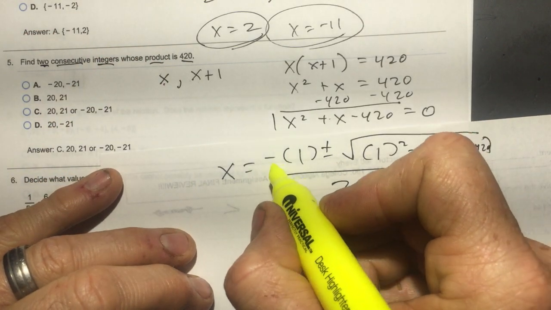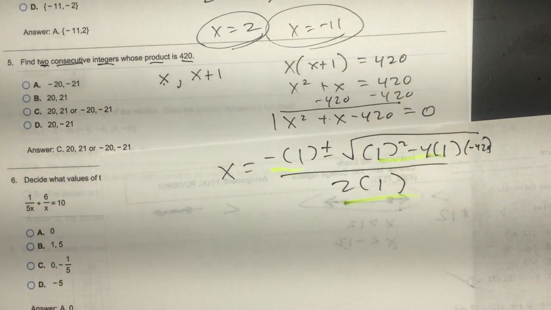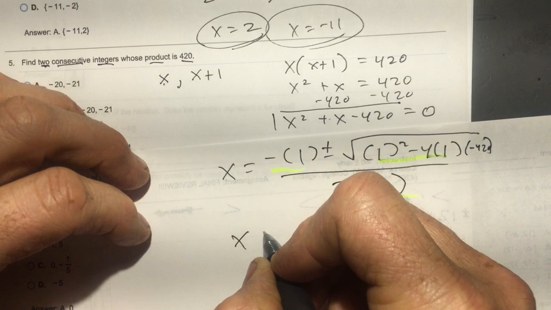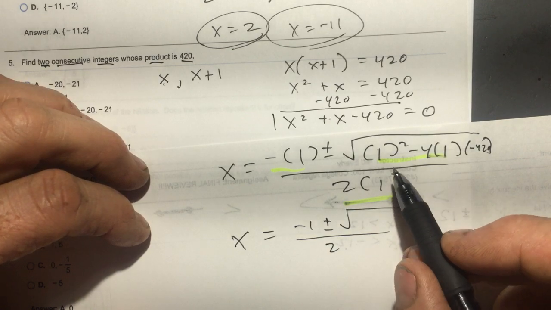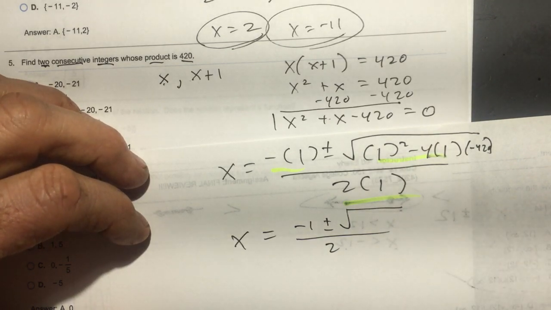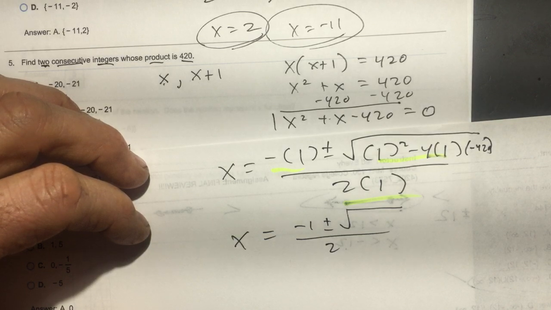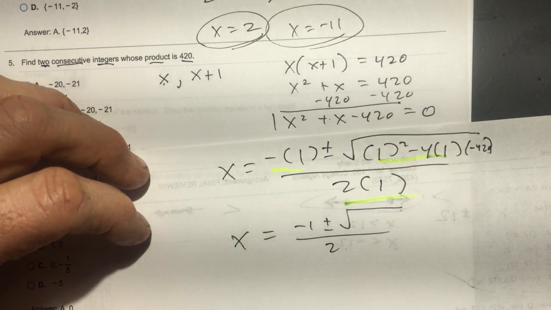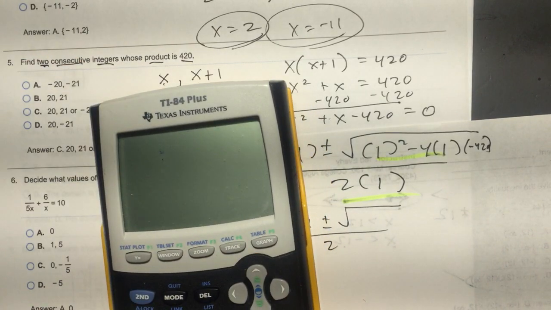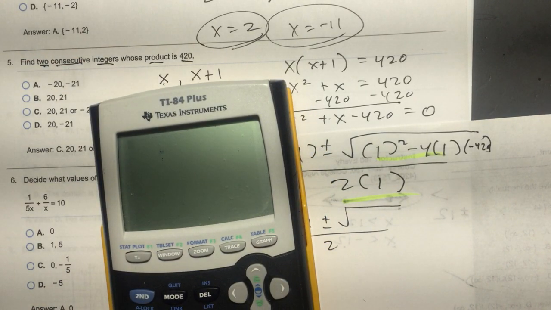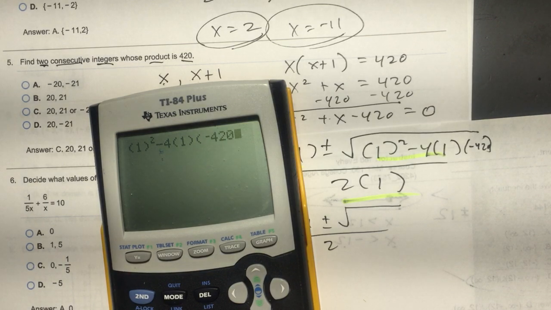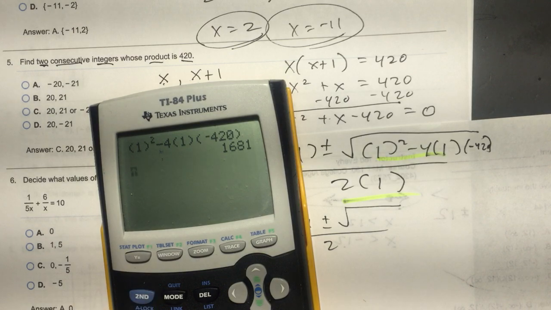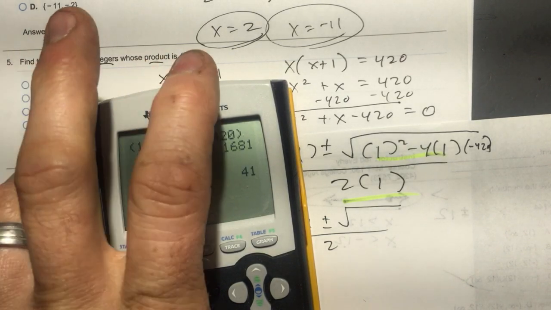Okay, and then there's 1, 2, 3 different things to do here. All right, so x equals, right there it's a negative 1. Down here, 2 times 1 is 2. And then in my discriminant, that's going to be 1 plus 1680, 1681, I think. You do it on the calculator, make sure. I think it was 1681, but 1 squared minus 4 times 1 times negative 420. All right, 1681. Now do the square root of that answer. 41.